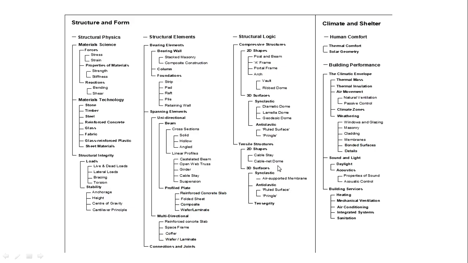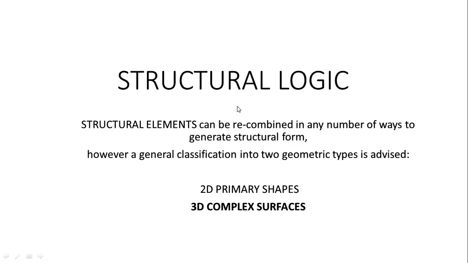This week, for the last lecture in this general series on structure and form, we're going to look at slightly more complex, shall we say, three-dimensional 3D surfaces. And again, we will look at them in the context of compressive structures, and we will look at them in the context of tensile structures. I should say in both cases that no compressive structures are entirely compressive, because as you recall, we always need some tensile strength, and vice versa. So, as we said, structural elements can be recombined in any number of ways to generate structural form.